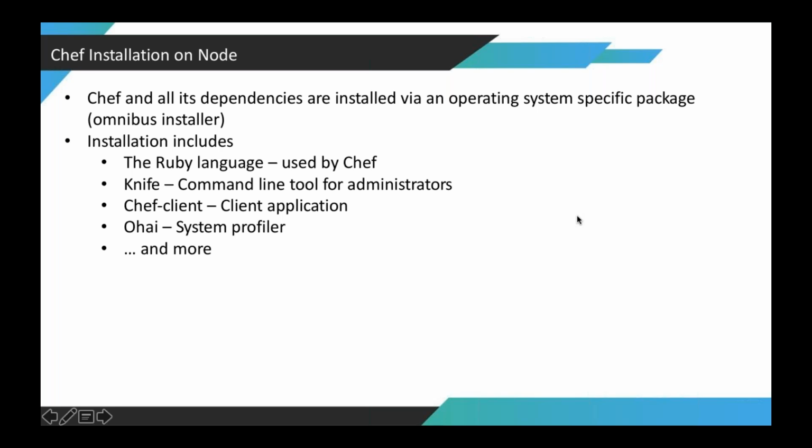All right. So for Chef installation on a node, you need to have the Ruby language installed on that, a knife command tool for running the bootstrap, Chef client, which will run and pull all the information from the Chef server. Then you should have Ohai. Ohai is a tool which gathers the attributes from the system and pushes them to the Chef server. So Ohai is also required.